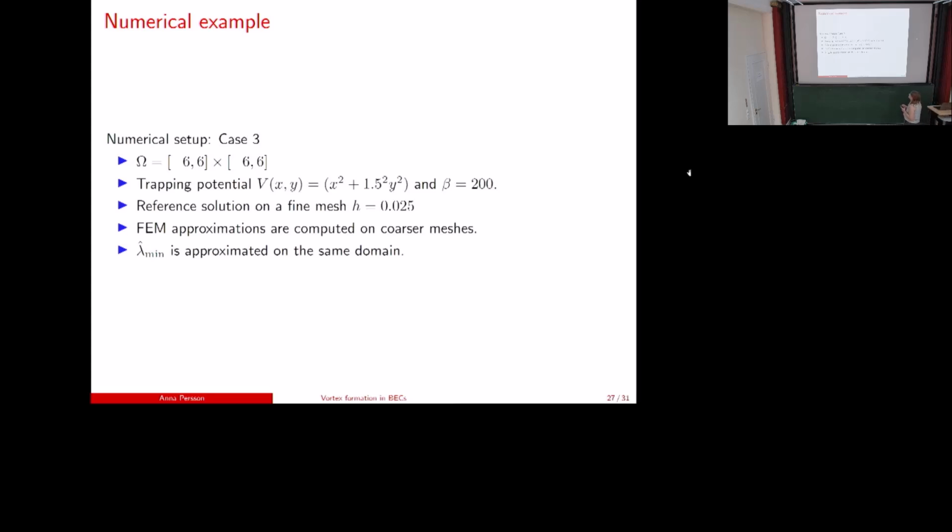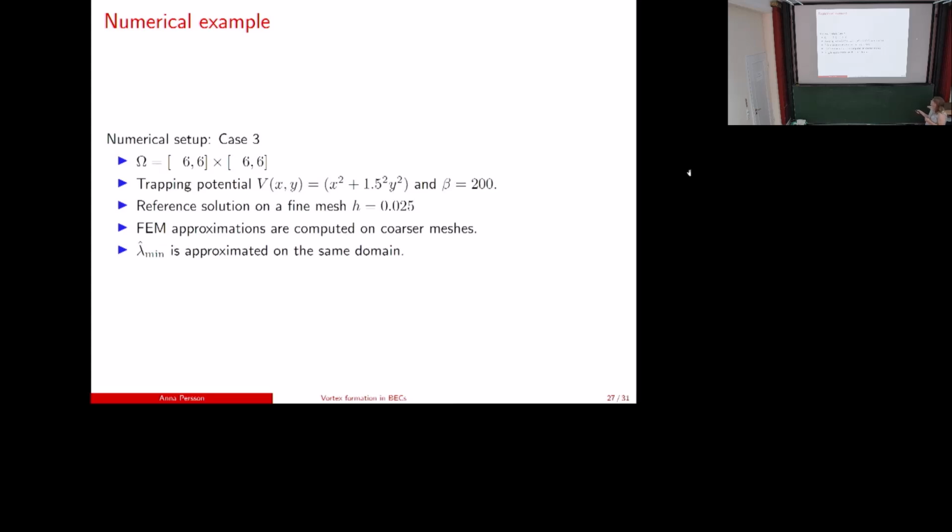So my third case is a more anisotropic potential. This is more pushed in the y-axis, and here all the vortices will lie in one line. We'll see it on the next slide. So beta is still 200, a pretty low value, I think.